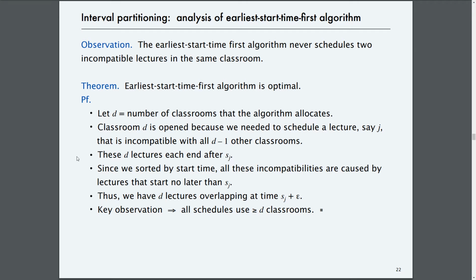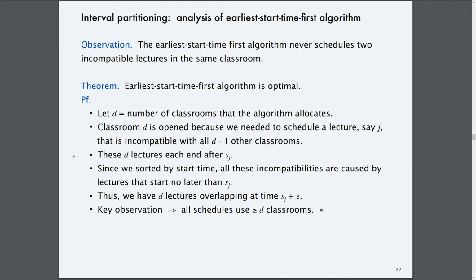First thing to notice is we will never schedule 2 incompatible lectures in the same classroom. And then let's try to see if we can prove that it is optimal. So let D equal the number of classrooms that the algorithm allocates.